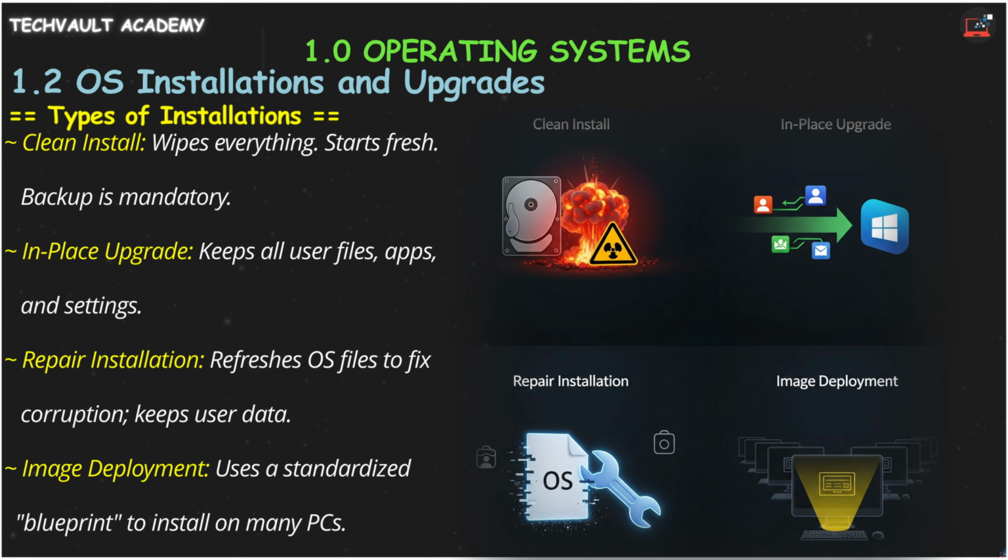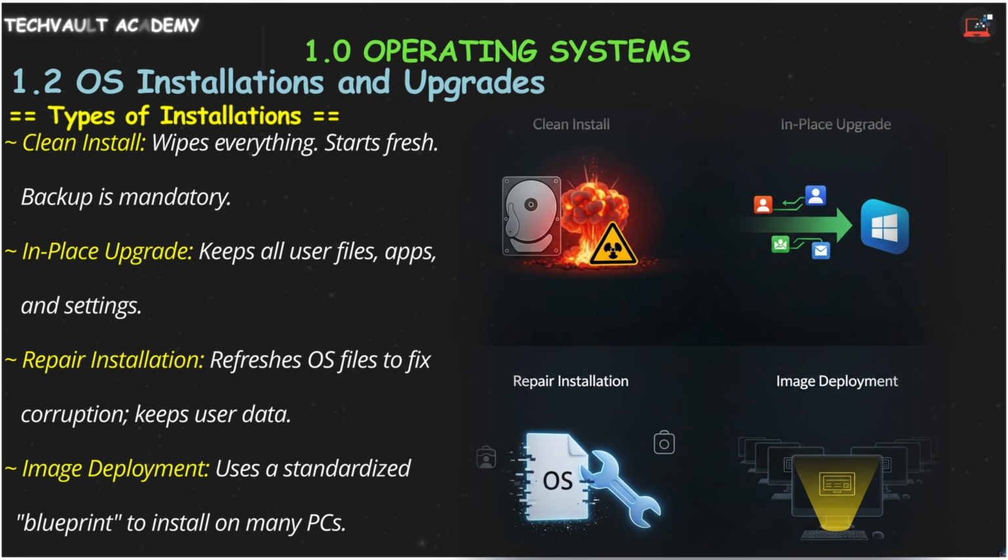This means backing up your data is mandatory. An in-place upgrade, on the other hand, is a seamless transition. It installs the new OS while keeping all your existing files, apps, and settings. If your OS is corrupted, you might perform a repair installation, which refreshes the OS files but leaves your personal data untouched. In large organizations, technicians use deployment strategies for efficiency.